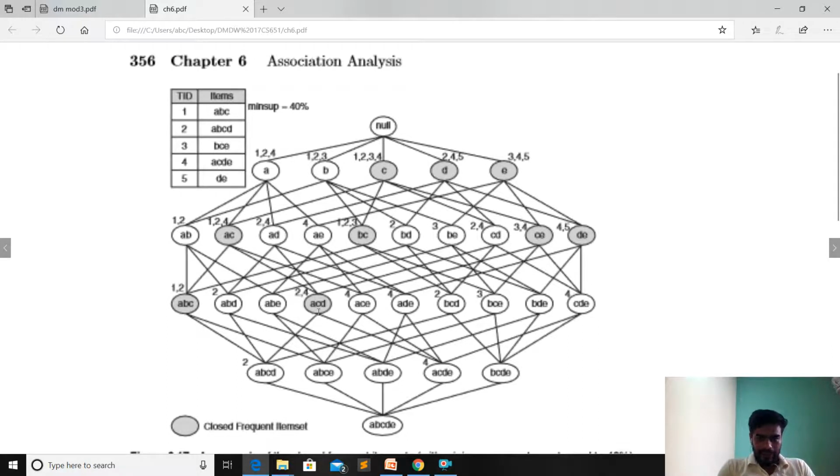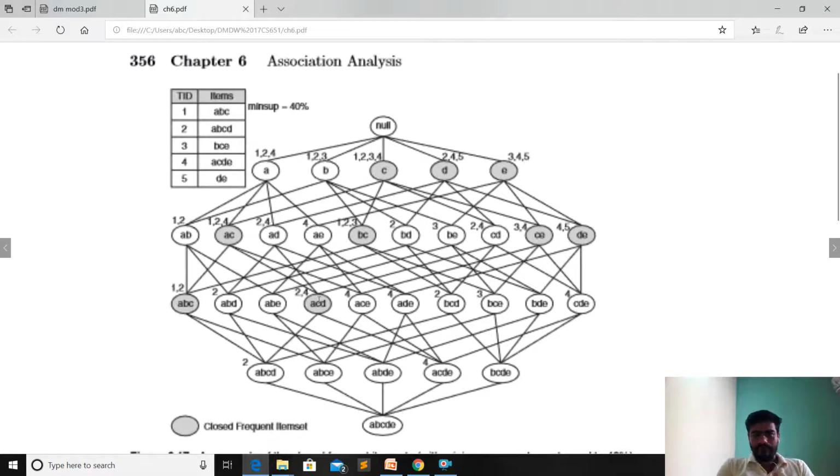Then you take ACD. ACD is also a closed frequent item set because here it has occurred in 2 transactions, whereas its supersets have occurred in only 1 transaction each. ACD occurred in transaction numbers 2 and 4, whereas ABCD occurred in only 1 transaction, that is transaction number 2, and the other superset occurred in only 1 transaction, that is transaction number 4. For these reasons ACD is a closed frequent item set.